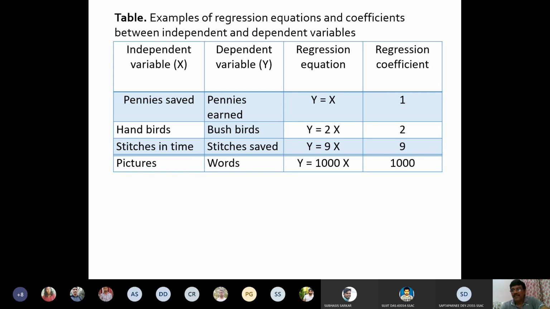So you see we can make it in the form of a regression equation. In the first case y is equal to 1x. In the second case y is equal to 2x, y is equal to 9x, 1000x. So here you can see it is the quantitative mathematical relationship, or numerical relationship, between two variables. This is your regression equation. So here the values of 1, 2, 9 and 1000 are actually your regression coefficients. This is known as the regression coefficient.